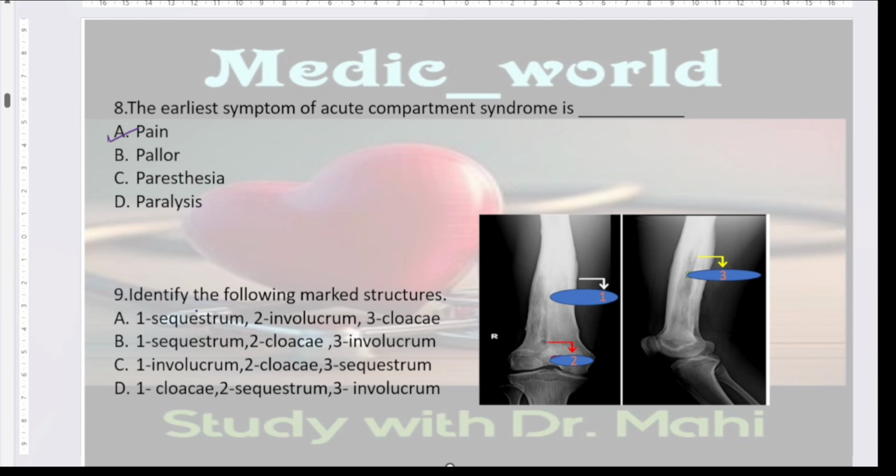Now, the next question is identify the following marked structures. We have to identify these structures marked 1, 2, and 3. First of all, we have to diagnose the case. This is the case of chronic osteomyelitis, and this is cloaca, this is involucrum, and this is the dead bone in the center, that is sequestrum.